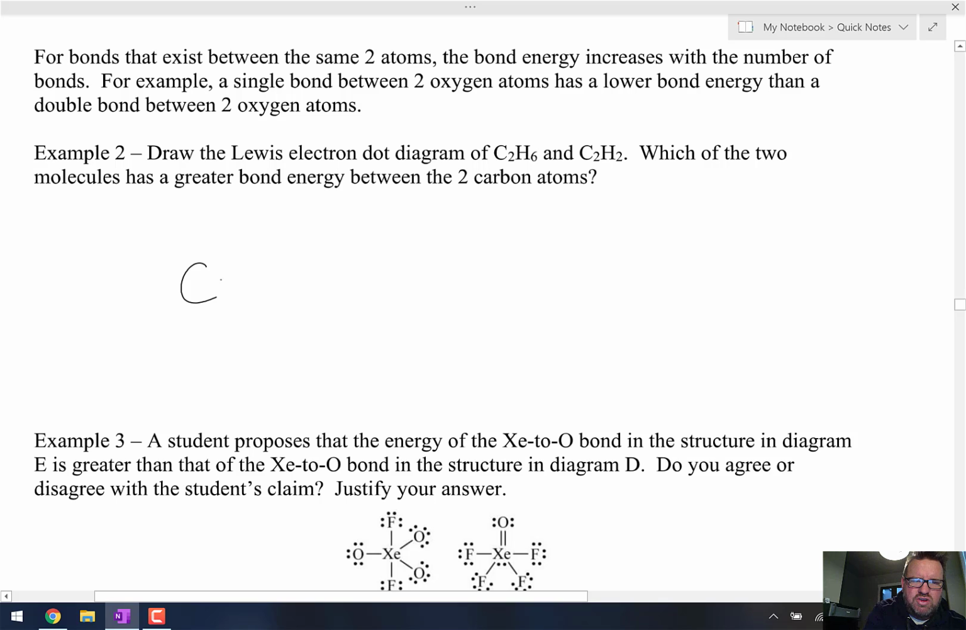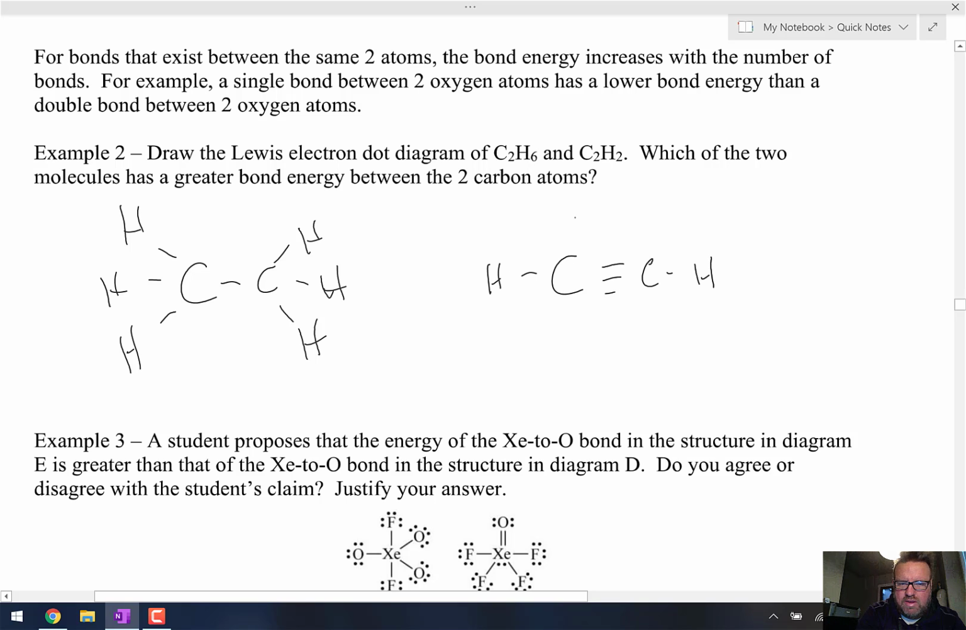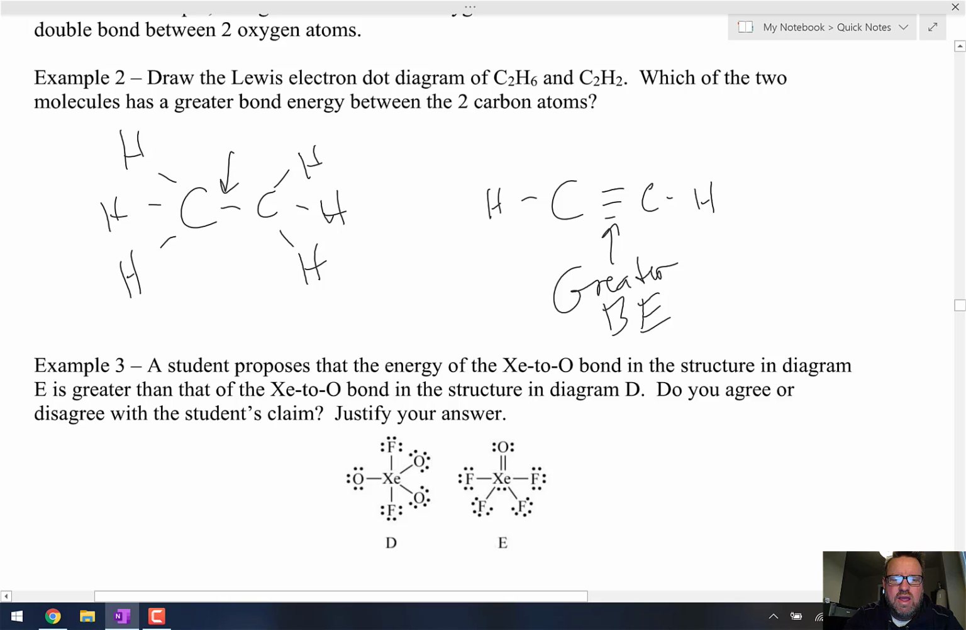But if we look at C2H6, that molecule looks like this. The two carbons go in the middle, and then the three hydrogens go on each of the carbons. Notice that is a single bond. In C2H2, though, it's a triple bond. Because that is a triple bond, whereas here it is a single bond, the bond energy would be much, much greater in that one than in that one, simply because it is a triple bond.